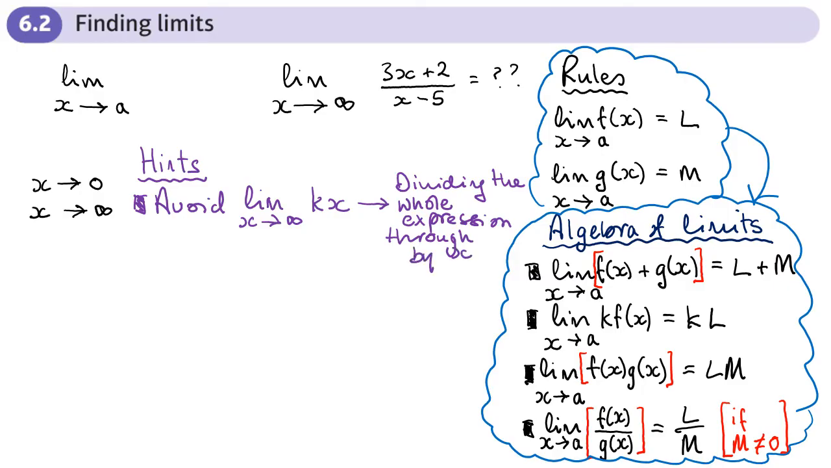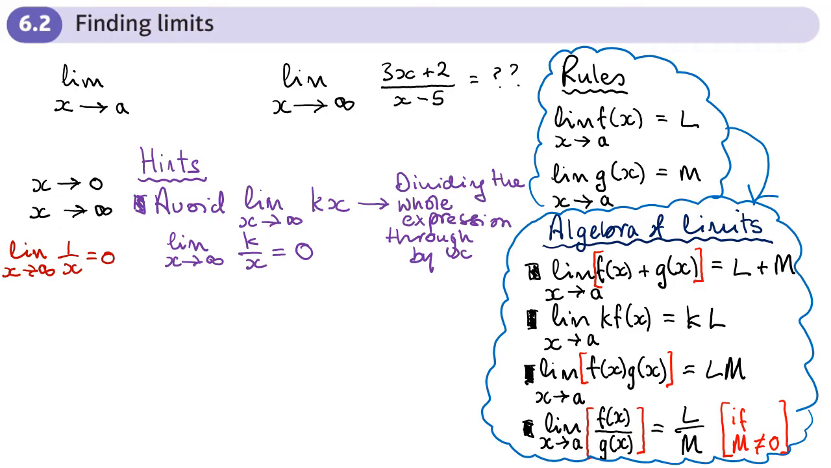So if we divide the whole expression through by x, we're still finding the limit as x tends to infinity, but it's going to be something like k over x. And we know what happens when x tends to infinity there. That fraction is going to tend to 0. I'll write this over to the side, this is something they will assume that you know. The limit as x tends to infinity of 1 over x is 0.